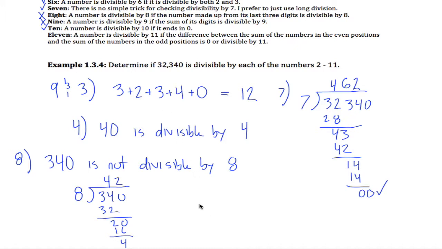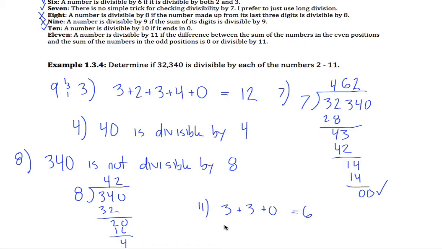11. A number is divisible by 11 if the difference between the sum of the numbers in the even positions and the sum of the numbers in the odd positions is either 0 or divisible by 11. Kind of a mouthful. What that's saying is take the first digit here, 3, and the third digit, a 3, and the fifth digit, which is a 0. So all the odd positions, 3, 3, and 0, add those up, you get 6.